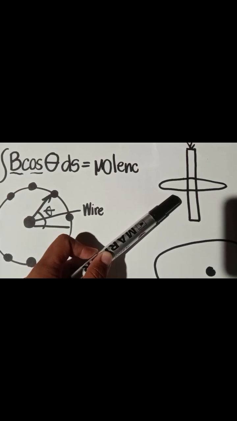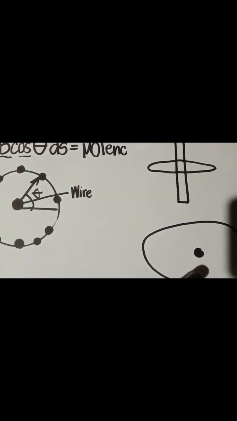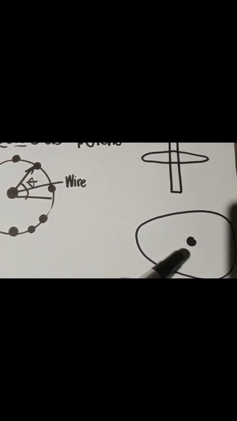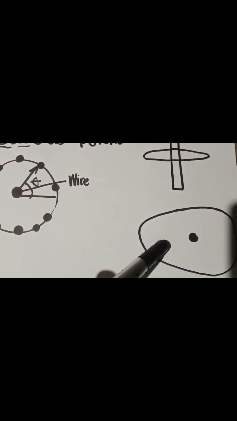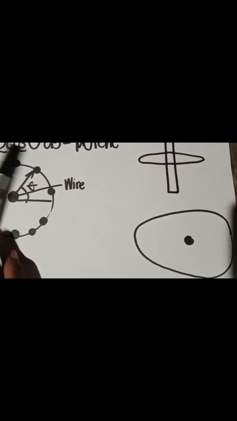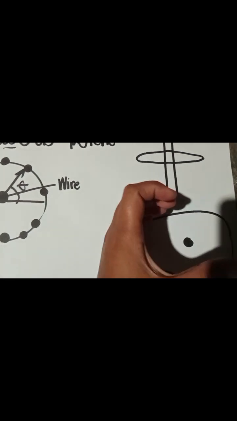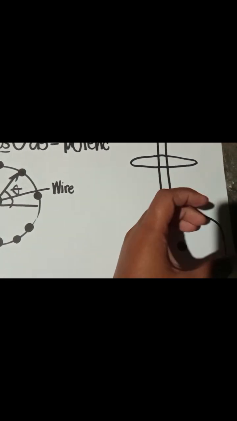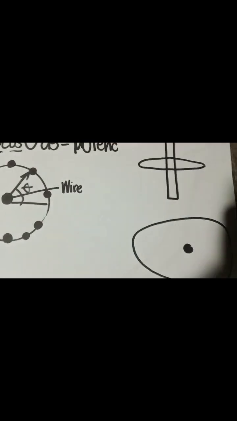Imagine that there is a current flowing through the wire. Because there is current, it can generate magnetic fields. And because current is continuously flowing through the wire, it continuously produces magnetic fields, just like that. And the magnetic field produced by the wire is parallel to the circle.